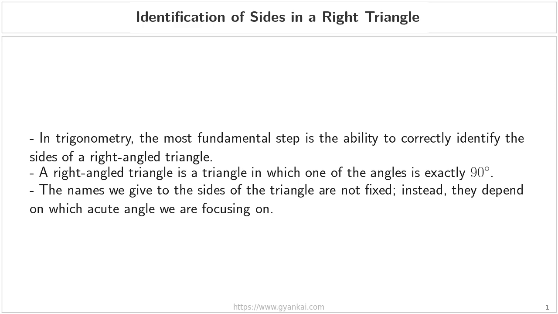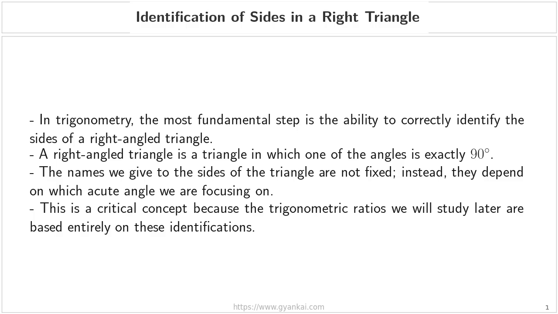As we move through this lesson, you'll notice something very important. The names we give to the sides of the triangle are not fixed or permanent. Instead, these names depend entirely on which acute angle we choose to focus on. This might seem like a small detail, but it is a critical concept to grasp right now. Why? Because all the trigonometric ratios we are going to study later, things like sine, cosine, and tangent, are based entirely on how accurately you can make these identifications. So, let's make sure we get this right from the very start.